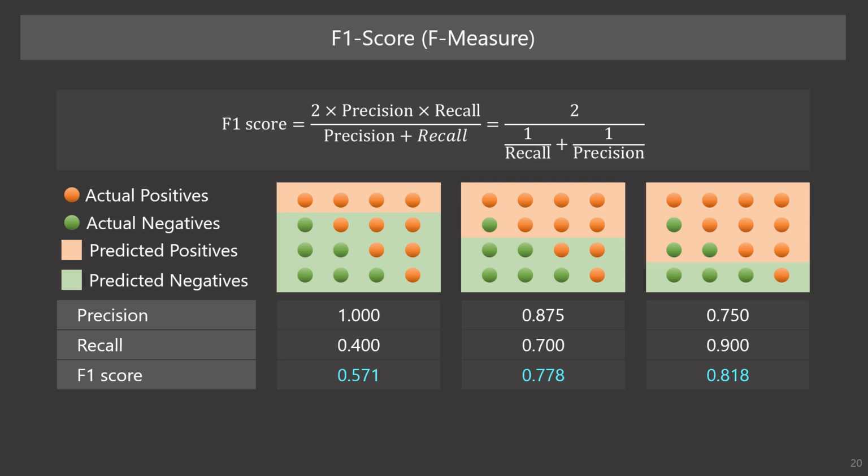If we compute F1 score for examples in the previous slide, we can obtain these values. As we can see, in terms of F1 score, the third example is the best model. We have seen 4 types of metric for evaluating classification. There's no one best metric for all situations. We need to choose the best metric depending on the problem we address.